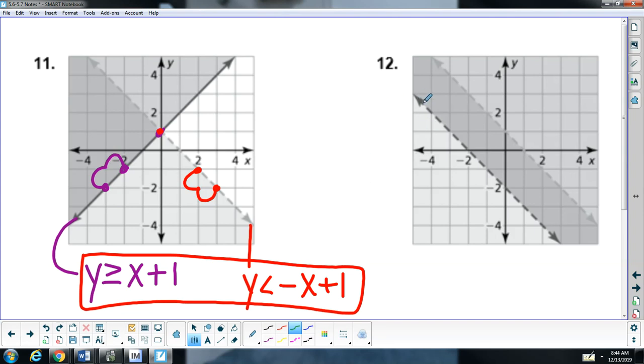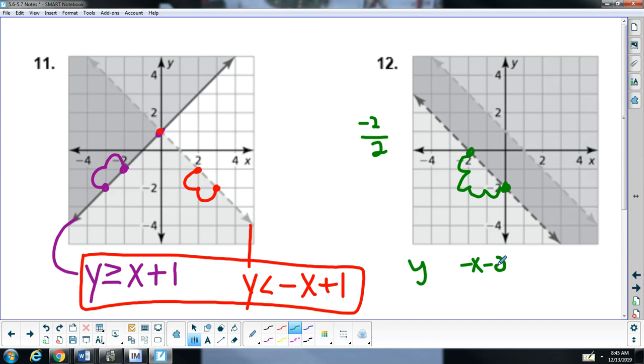Okay, so on this line right here, the first thing I'm going to do is I'm going to have my y. Then I'm going to find my slope, so I'm going to pick 2 points. So I'm going to have to go down 1, 2, and to the right 1, 2. So down 2, to the right 2. So negative 2 divided by 2 is just a negative 1. So that gives me my negative x. My y-intercept would be here at negative 2. So that would be minus 2. I have a dashed line, so that tells me it's not going to be equal to. And the darkest shade is above, so that would be greater than.